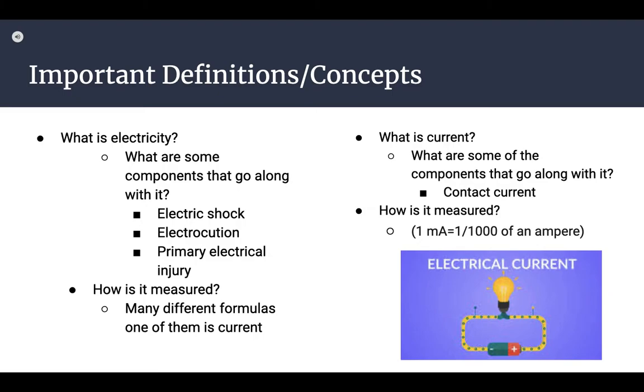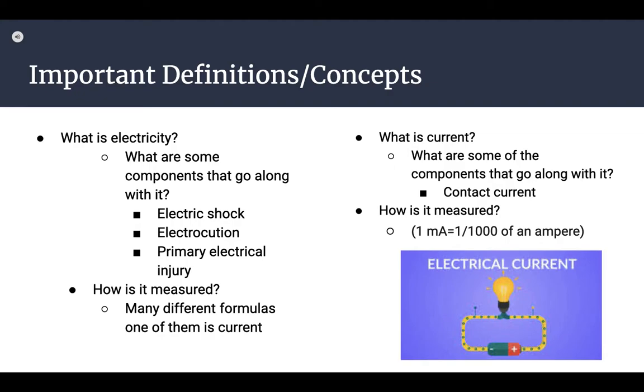So what are some of the components that go along with it? Some of these components include electric shock, which is defined as the sudden violent response to electric current flow through any part of a person's body. Electrocution is death caused by electric shock. Primary electrical injury is tissue damage produced directly by electrical current or voltage.